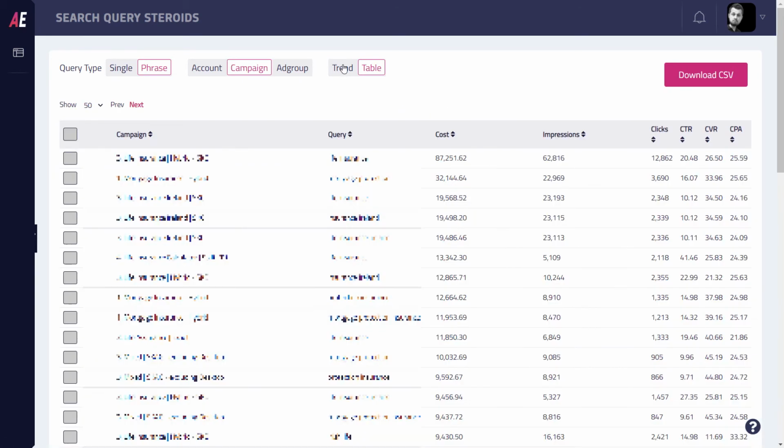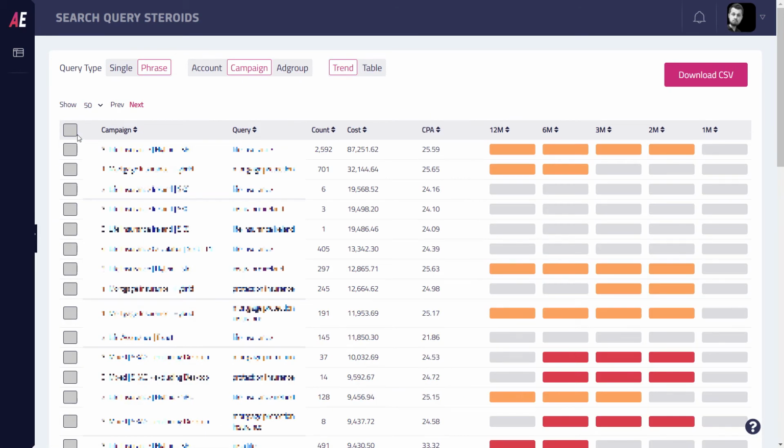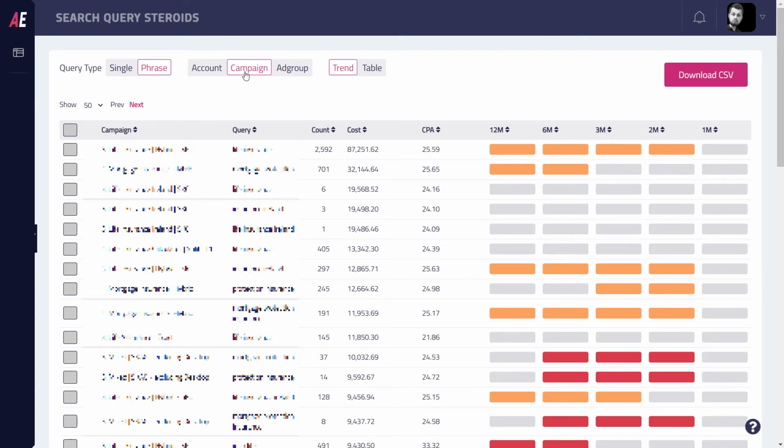So currently in version one, we allow you to add negatives at the campaign level, and we will be adding negative keyword list level and ad group level as well.